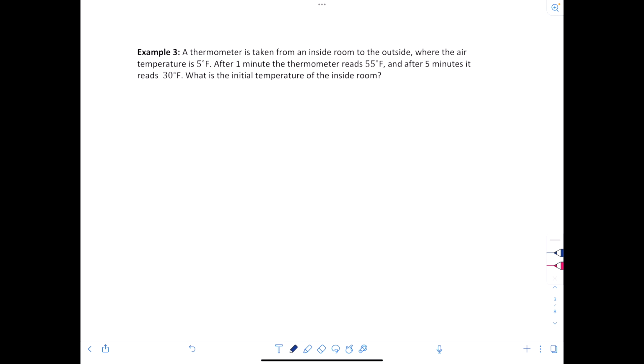So first off, a more basic one. A thermometer is taken from an inside room to the outside, where the air temperature is 5 degrees Fahrenheit. After 1 minute, the temperature reads 55 degrees, and after 5 minutes, it reads 30 degrees. What is the initial temperature of the inside room? So, here we go.